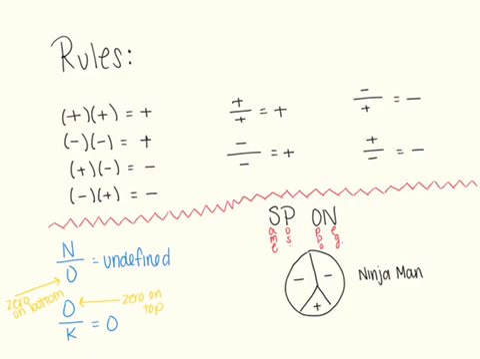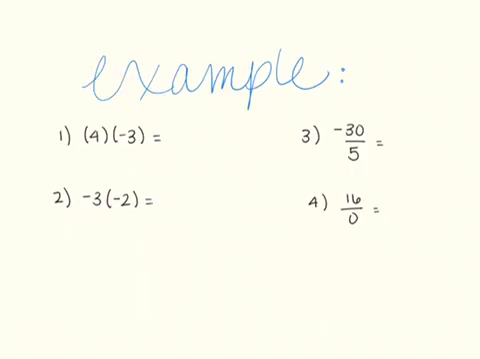Also, you'll see over in the left-hand side of your screen, if you have a 0 on the bottom, you can't have that. That's the undefined. If you're dividing 0 on top, that's okay. That one is 0. So there are just a few rules to make sure you commit to memory. So here are our first examples.